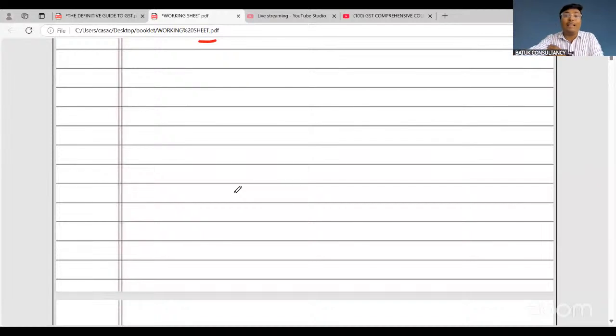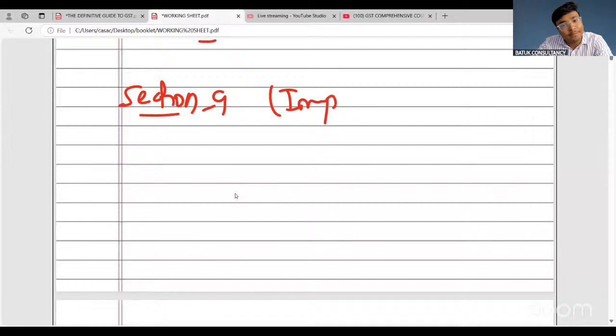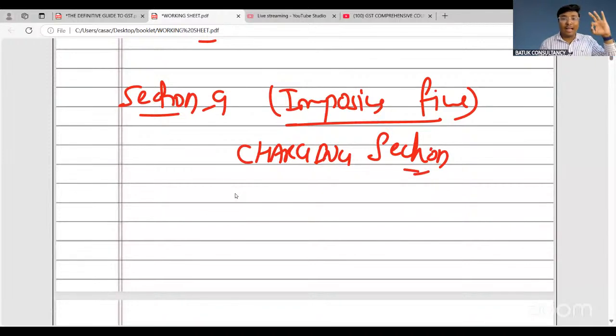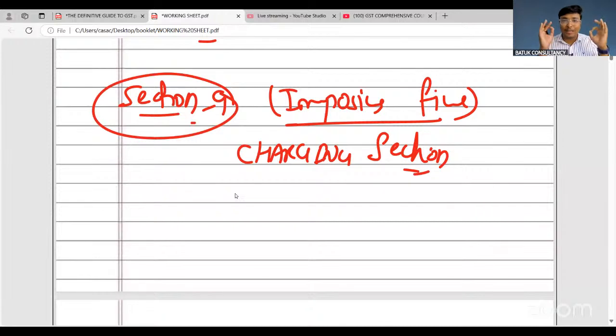So this is just like a fine. So this section number 9, imposing fine, that is charging section. So the memory technique is section number 9, imposing fine. Section number 9, imposing fine, that is charging section under GST. This is my section number 9. Is that okay? Sir, is section number 9 okay for everyone?